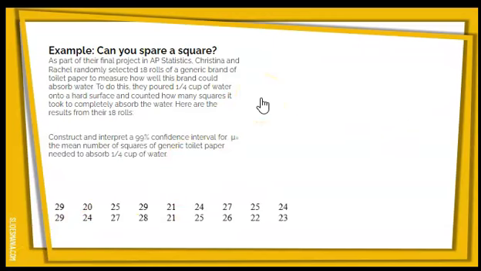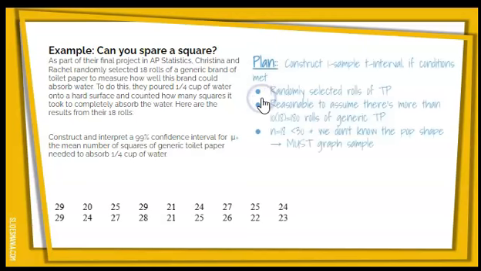Okay, same question. We're going to do the plan step. So we want to name our test. We're going to construct a one sample t interval if our conditions are met. Do we have randomly selected rolls of toilet paper? Yes, we do. Is it reasonable to assume that there are more than 10 times 18, 180 rolls of generic toilet paper? Yes, that's true also.